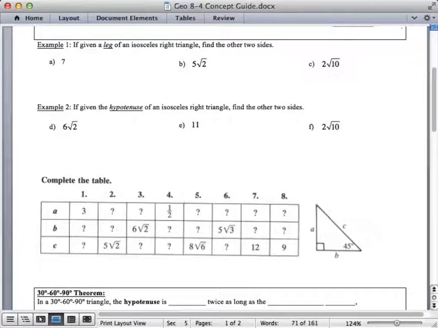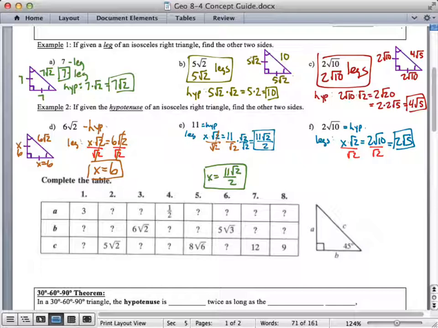At least for 45-45-90. I'd like for you then to try to fill in this table. This is basically all of these 1 through 8. Actually, do 6 of these 8. All of these are using this diagram. The legs are A and B, so A and B are equal. C is the hypotenuse. Sometimes it gives you the leg, sometimes it gives you the hypotenuse. Fill in 6 of those. Go.